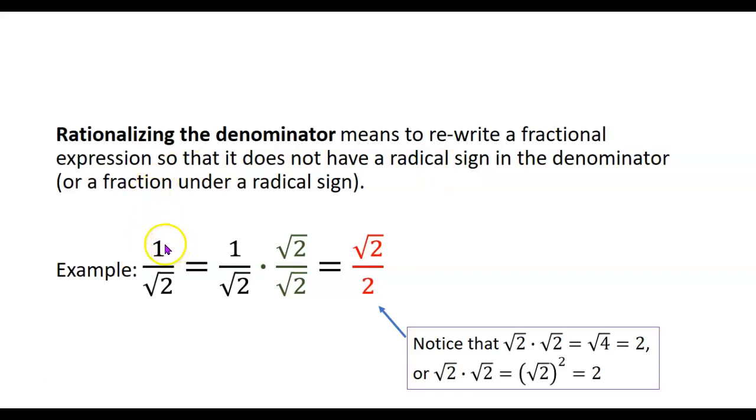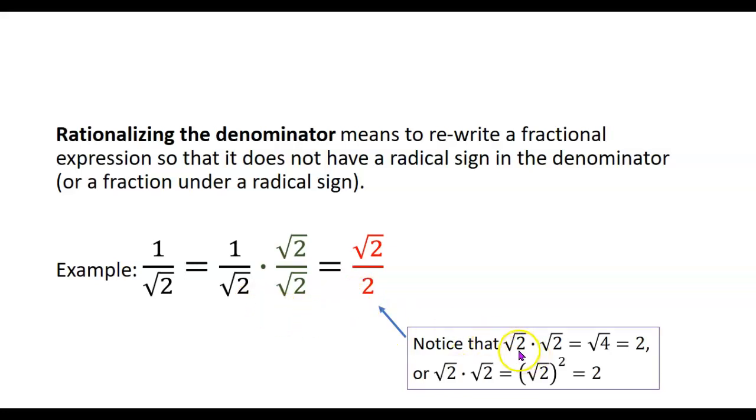For example, 1 over the square root of 2 does have a radical sign in the denominator, but we can multiply the top and the bottom by square root of 2. Remember, with any fraction, we're allowed to multiply the numerator and denominator both by the same thing, and that keeps it equivalent. So if we multiply by the square root of 2 on top and on the bottom, on the top we have 1 times the square root of 2, which is the square root of 2. And on the bottom we have the square root of 2 times the square root of 2, which is 2.